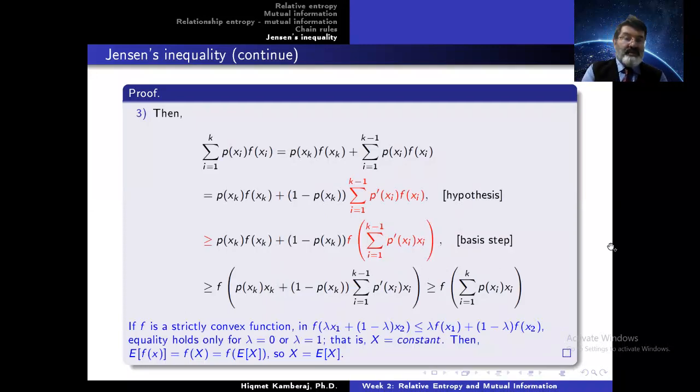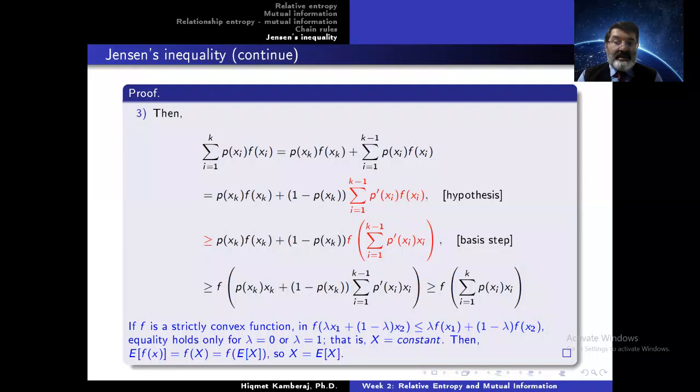Then we prove the next thing. So we start with the sum of i from 1 to k, p of xi, f of xi. Then I can write this as p of xk, f of xk, plus the sum of i from 1 to k minus 1, p of xi, f of xi. So from the sum on the left-hand side, I have separated the last term for i equal to k, which gives me the first term on the right-hand side. Then what is left, i from 1 to k minus 1, forms the second term of the right-hand side.